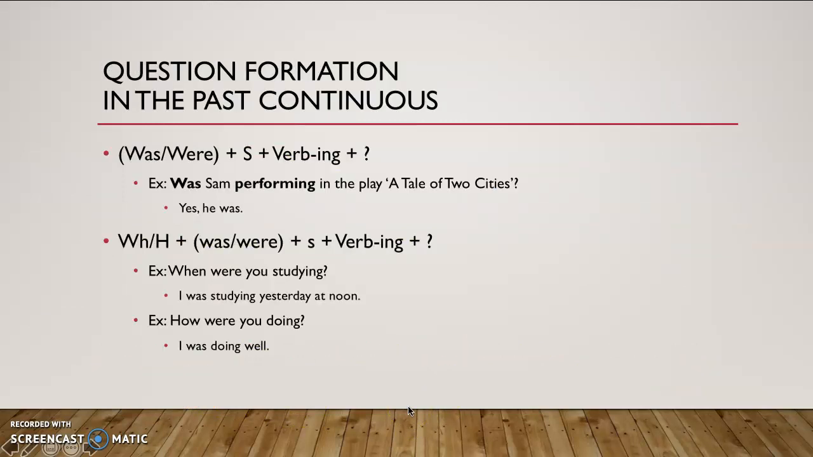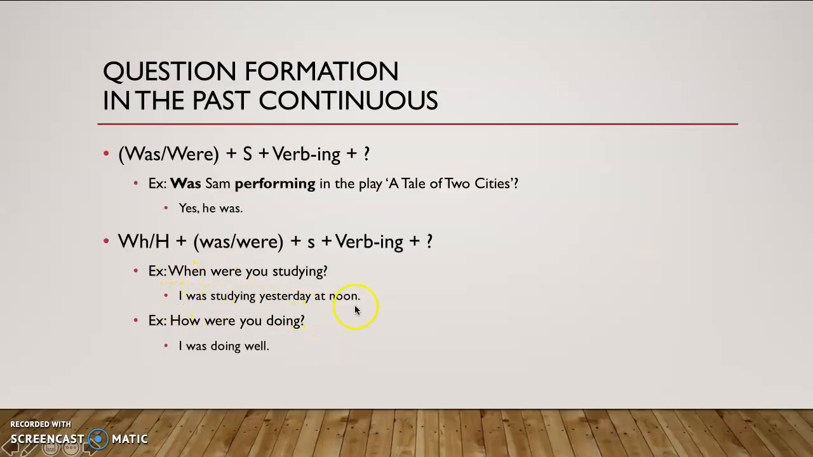Question formations, was or were plus subject plus verb ing. This is for our yes or no question in the past. Example, was Sam performing in the play A Tale of Two Cities? Yes, he was. Or a WH or H question begins with those WH or H question words, plus was or were, plus the subject, plus verb ing, plus the punctuation mark, the question mark.